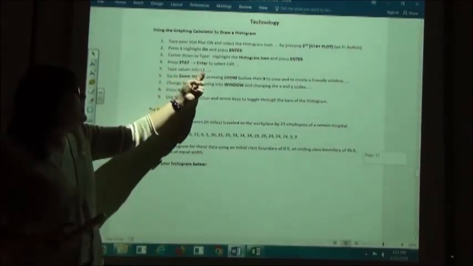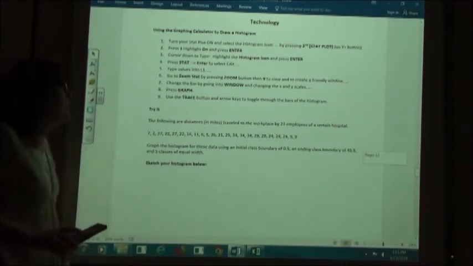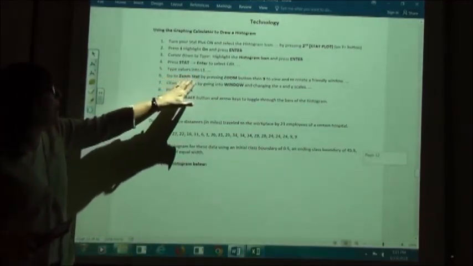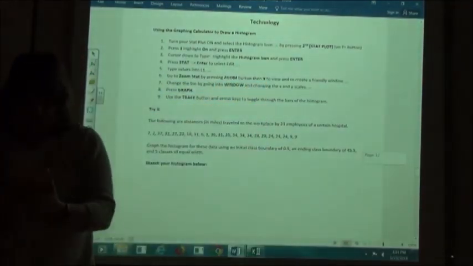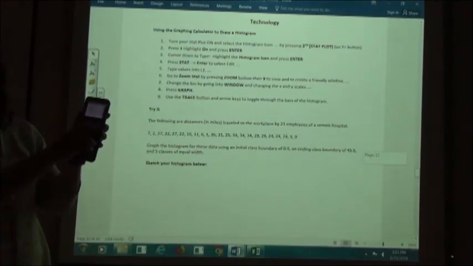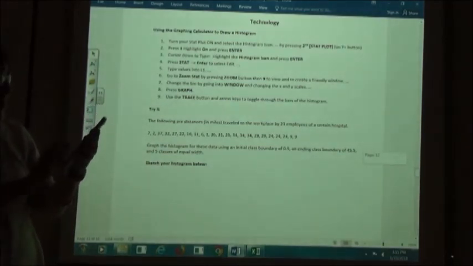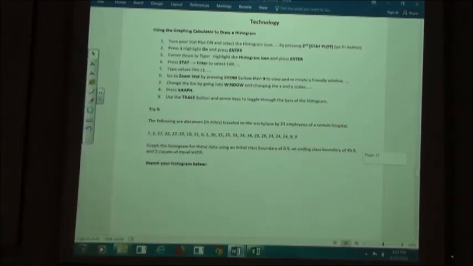We type our values into list 1. Let me know when you got your values into list 1. You don't need to sort them. So it says after you have them in list 1, go to the zoom stat by pressing the zoom button and then the 9. The zoom button is up at the top under the word format, the third one on the top, zoom. And we're pressing number 9 for zoom stat.